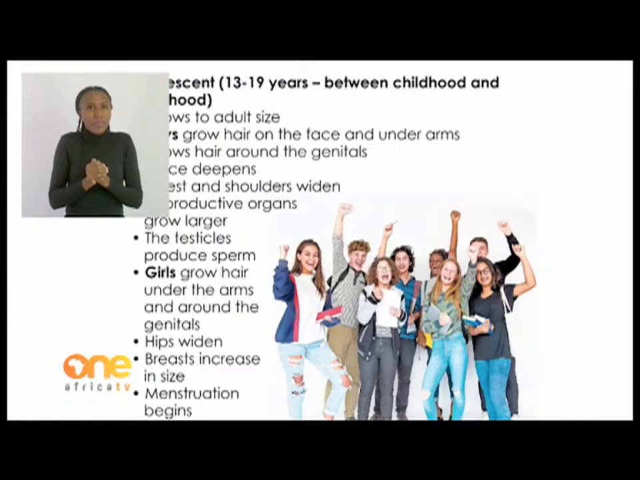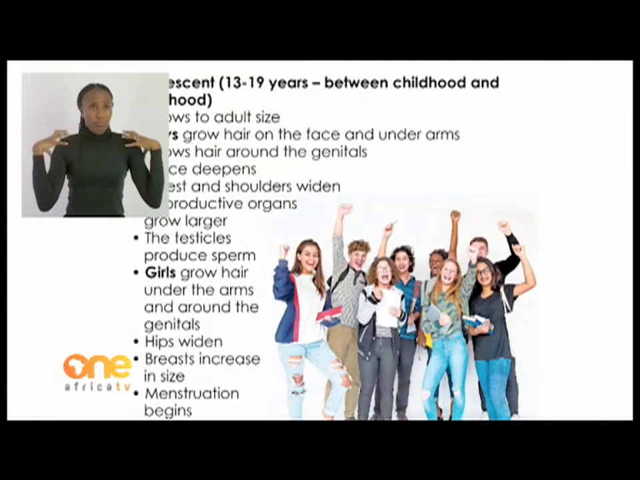Both boys and girls, they grow hair under their genitals. Around their reproductive parts, they grow the hair. Their voices deepen. Their voices become deeper. My voice was not like this when I was a boy. But when I became a teenager, I got this voice. The chest and the shoulders widen. You realize that the shoulders of the boys become broadened. It moves out of the neck.